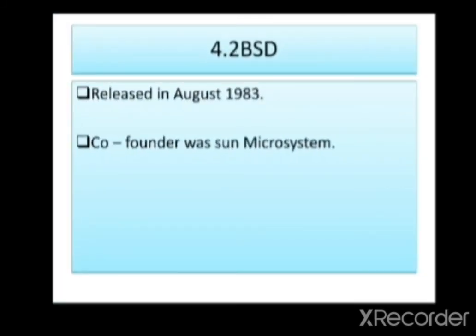4.2BSD. Before its release, there were three intermediate versions: 4.1a, 4.1b and 4.1c. 4.2BSD was released in August 1983. It was the first version released after the 1982 departure of Bill Joy to co-found Sun Microsystems.